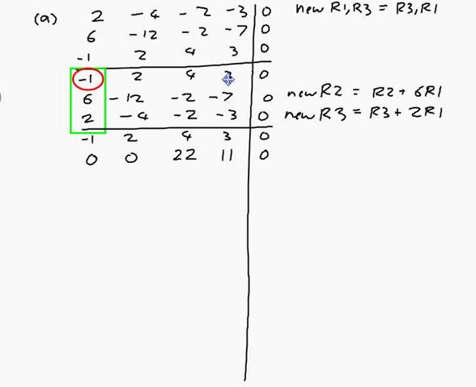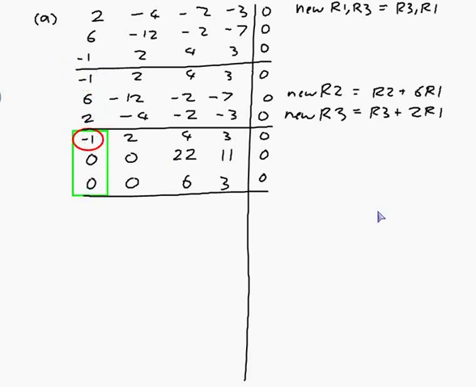Okay, now let me do my row 3. 2 plus 2 times minus 1 is 0. Minus 4 plus 2 times 2 is 0. Minus 2 plus 2 times 4 would be 6. And minus 3 plus 2 times 3 would be 3. And finally, 0 plus 2 times 0 would be 0. Alright. So where are we up to? We still need to have a 1 here. So we'll do our new row 1 is minus row 1. So my new row 1 will be minus. So 1, minus 2, minus 4, minus 3, 0.